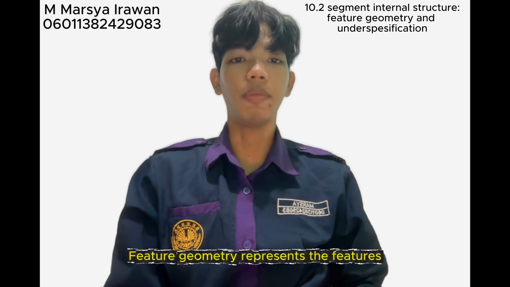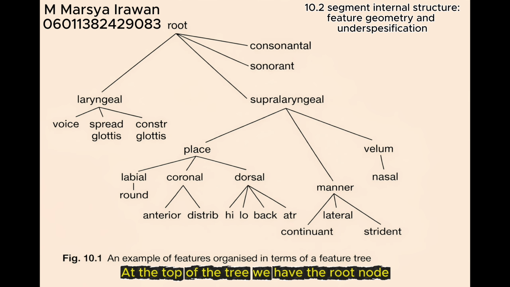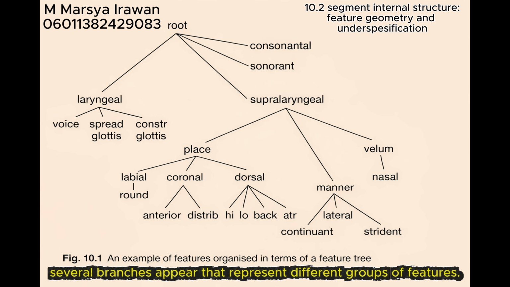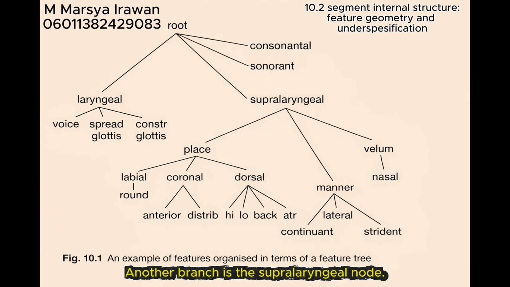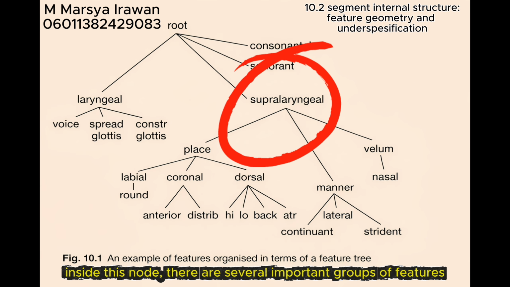Now, we move to an important concept called feature geometry. Feature geometry represents the features of sound using a tree structure. At the top of the tree, we have the root node, which represents the sound segment itself. From this root node, several branches appear that represent different groups of features. Another branch is the supralaryngeal node. This node represents articulatory features above the larynx, mainly in the mouth. Inside this node, there are several important groups of features.